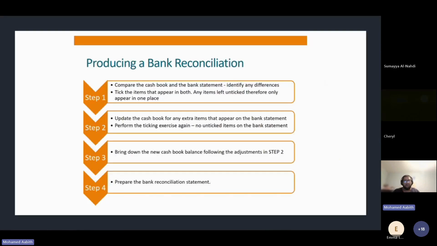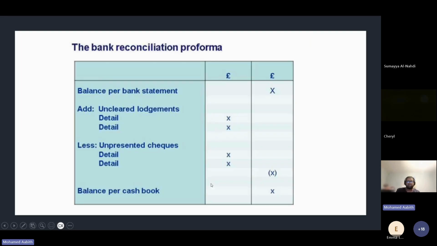So here, compare the numbers, tick the items, update the cash book, bring down the cash book balance in step 2, and prepare the bank reconciliation statement. The bank reconciliation statement will look like this. We'll have the closing balance of the bank statement. We add any uncleared or outstanding lodgements and take away, or less, unpresented checks. Can you notice that here we just put brackets because this gets taken away. Sometimes they tell you not to put a negative number there. We'll come to that later because they will give you instructions on how to do it.